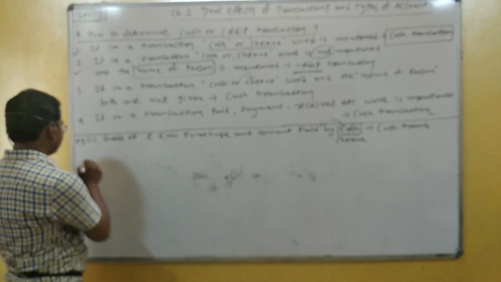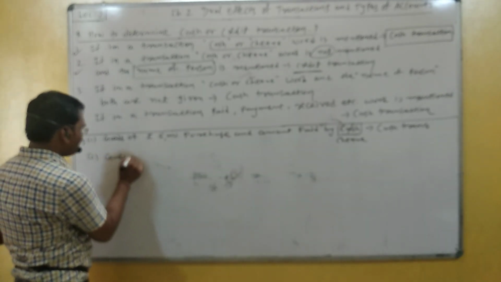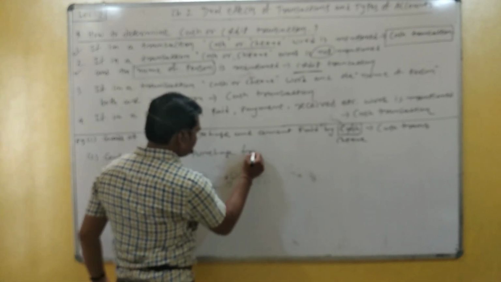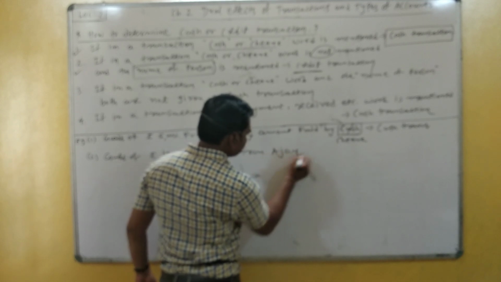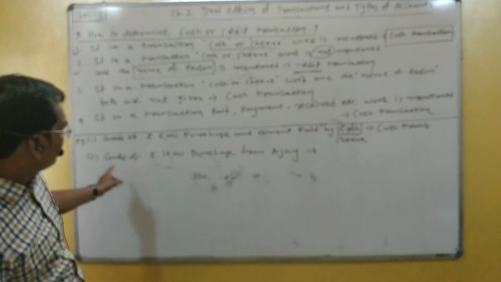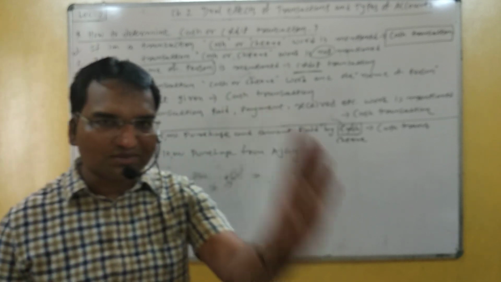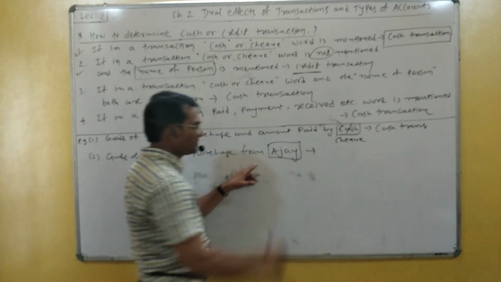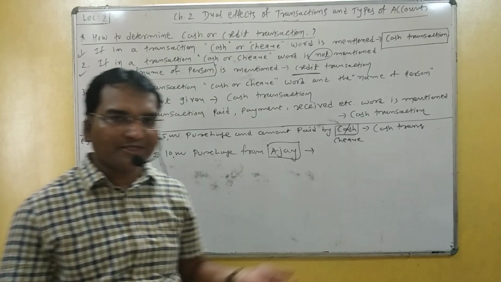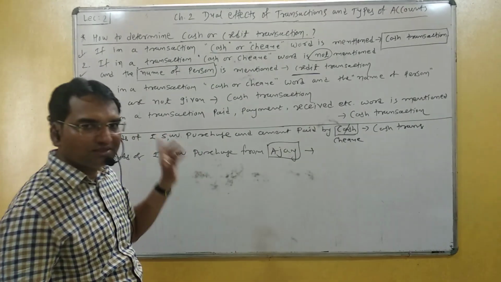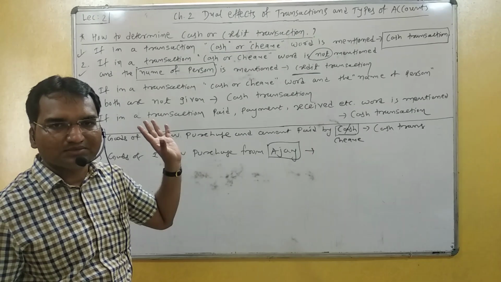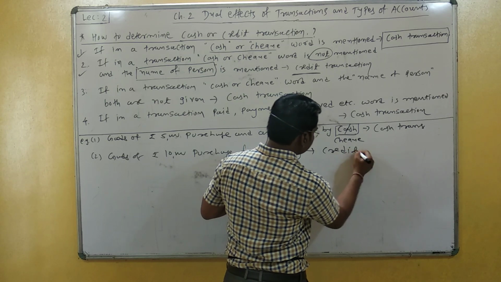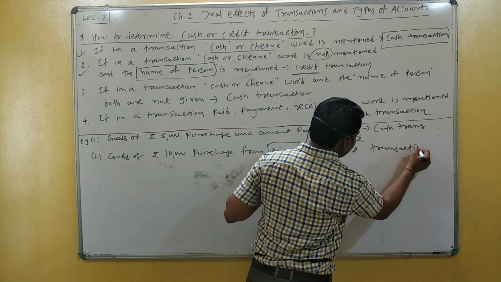Let us take an example. Goods of rupees 10,000 purchased from Ajay. You can see that in the whole transaction the cash or check word is not mentioned and the name of a person, Ajay, is mentioned. Ajay is a living person. So which type of transaction is it? It is a credit transaction, because the cash or check word is not mentioned and the name of a person, Ajay, is mentioned. Understand?